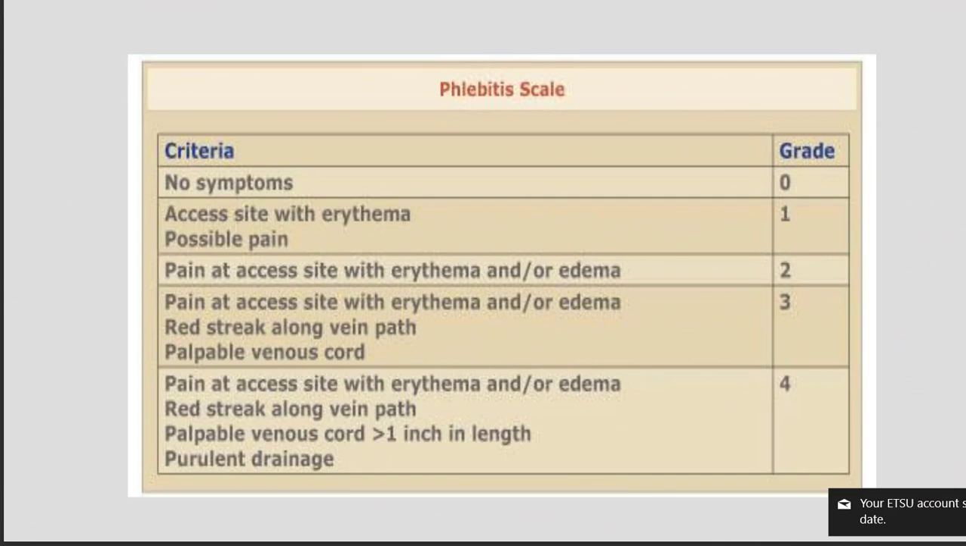Grade 1 means there is redness at the site but no associated pain. Grade 2 means that the patient is reporting pain in addition to redness and/or swelling at the site. Grade 3 indicates pain, redness and swelling, or streak formation, as well as a palpable venous cord. Grade 4 includes all of these symptoms found in Grade 3. However, the venous cord is measured greater than 1 inch in length, and there is purulent drainage associated with the phlebitis.